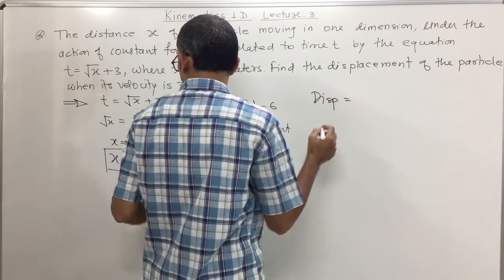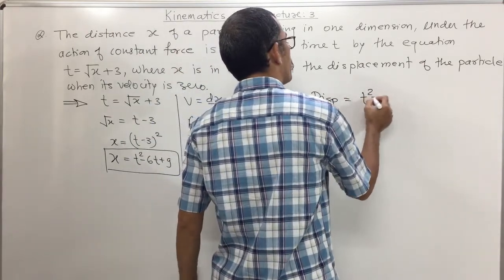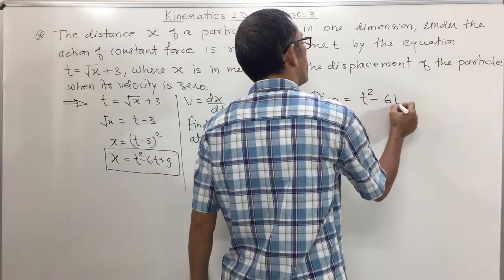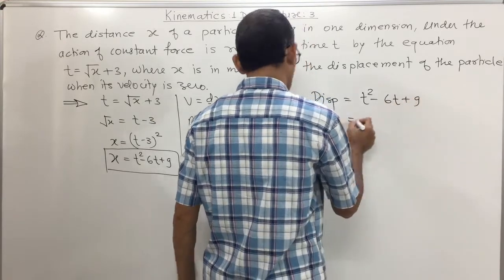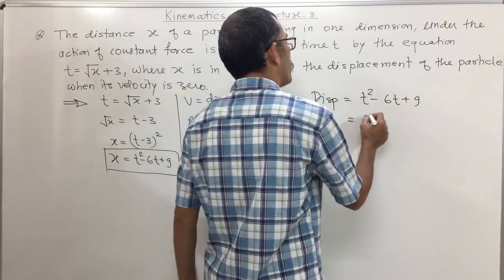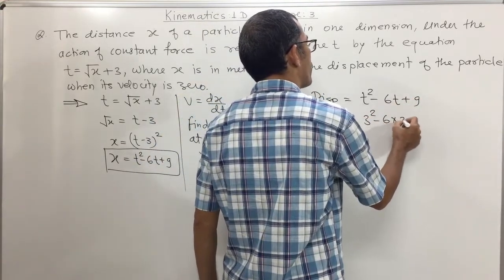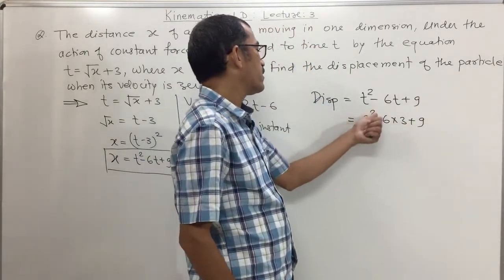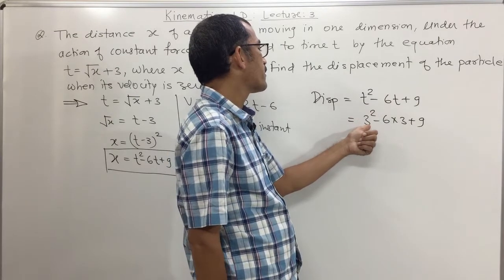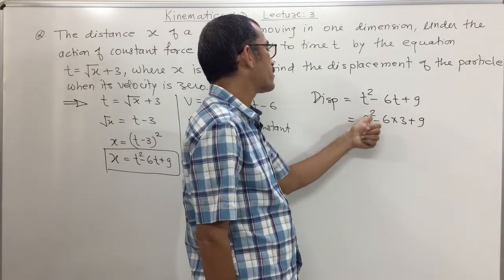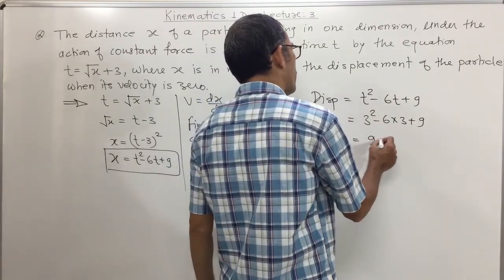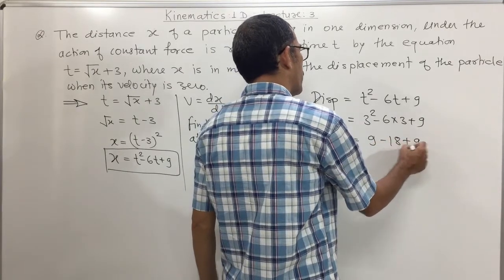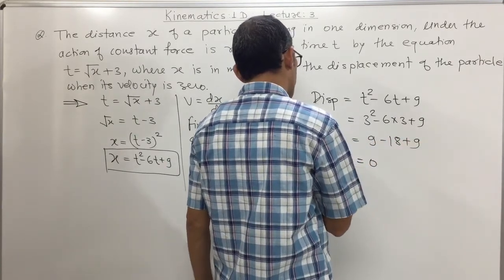Equal to t square minus 6t plus 9. Here we will put t equal to what? 3 seconds. 3 square minus 6 into 3 plus 9. What will we get here? 3 square is 9. 9 minus 18 plus 9. So it will be 0. Displacement is what?